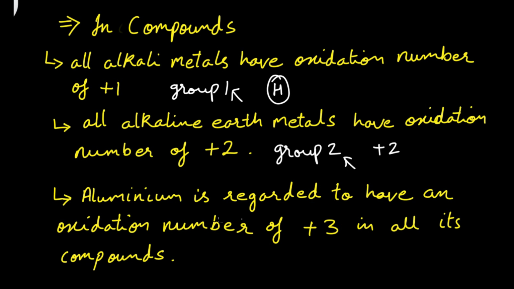Aluminium. This is the third one. Aluminium is regarded to have an oxidation number of +3 in all its compounds. In all compounds, aluminium will show +3 oxidation state. We are talking about only aluminium, right? Aluminium is which group? Aluminium is group 13. But in group 13, we are talking only about aluminium and not any other element, right? So remember these three particular rules.